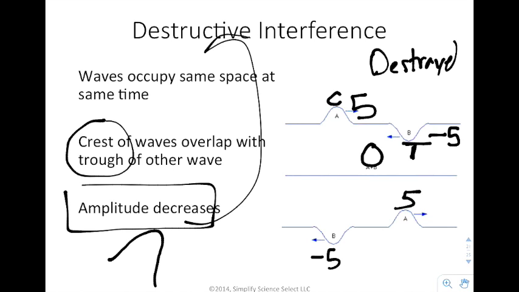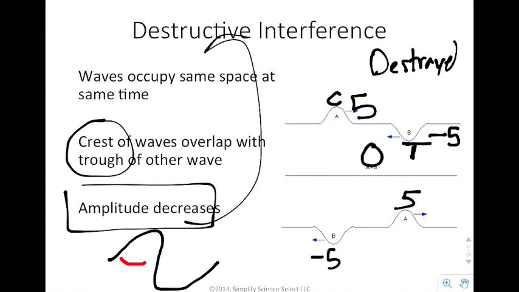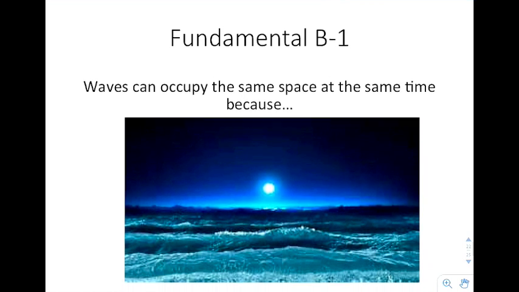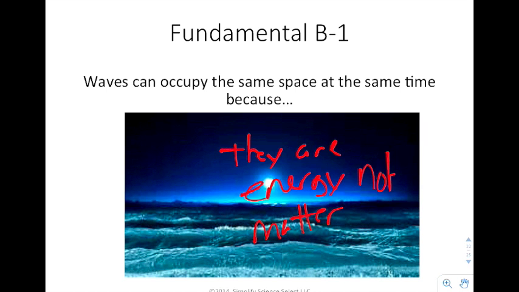For example, if you have a wave that looks like this, and you change the color and you have a smaller wave that looks like this for the line that we have, okay, you can destroy part of these waves, but the resultant wave is not going to completely cancel out. If this top one is 5 and this bottom one is -1 and this one is 1 and this one is -5, the wave is not going to be completely destroyed, but it will decrease in amplitude. It says waves can occupy the same space at the same time because they are energy, not matter. If you can see, this is a really important topic in this particular presentation.